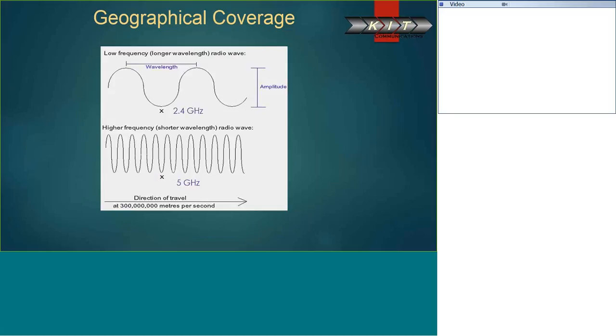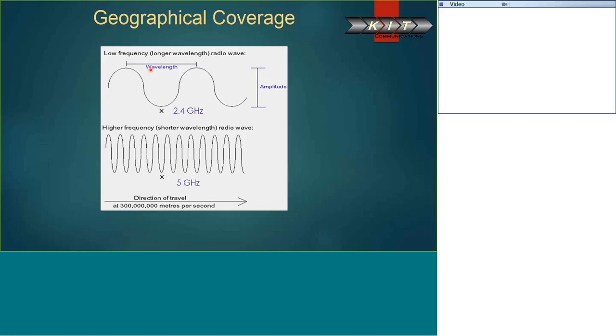So to understand the geographical portions of this, we need to first look at what a radio wave looks like. So here, we look at a radio wave. The wavelength is determined by the center of peak to the center of the next peak of the radio wave. So that is the wavelength, and as you see, this radio wave in the 2.4 is much more linear than the radio wave of the 5 gigahertz band.